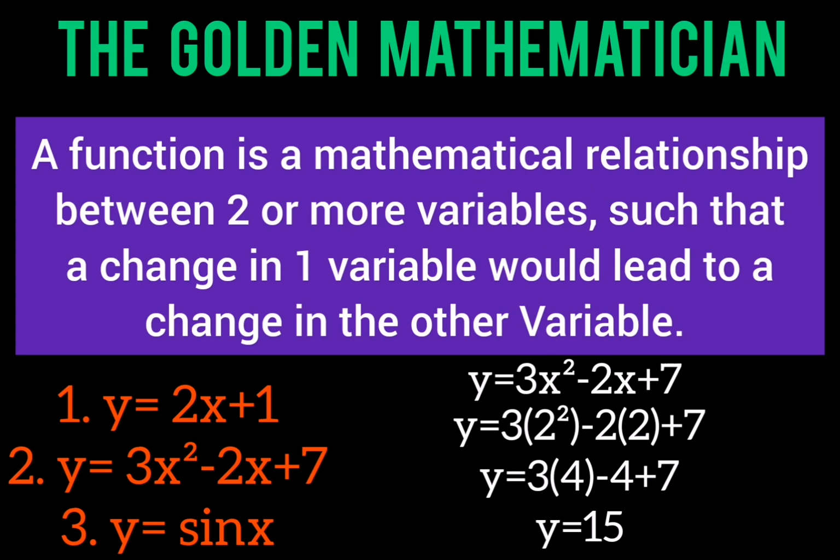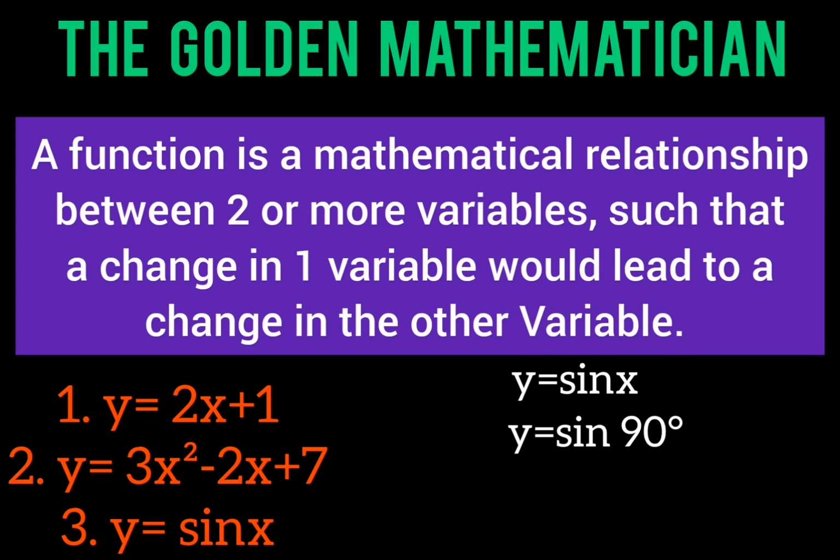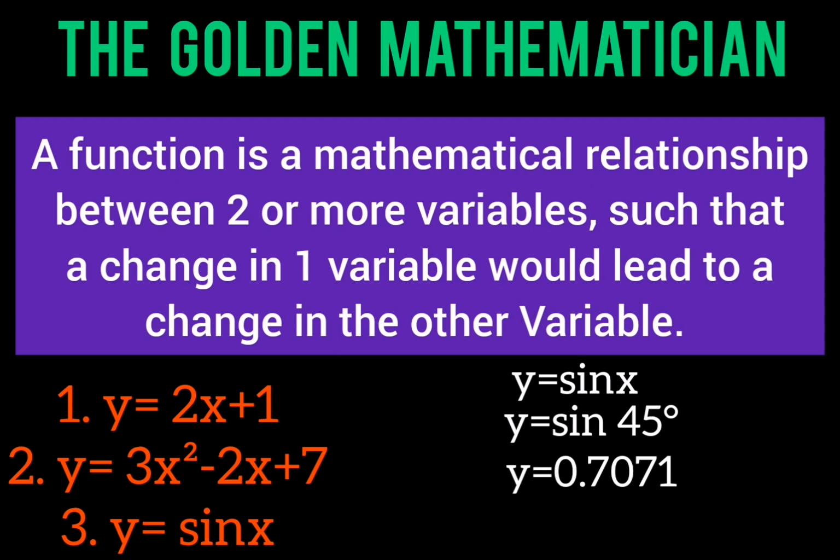The same thing applies to the third example, y is equal to sine x. If x is equal to 90 degrees, then y would be sine 90 degrees, which is 1. But the moment we change our x from 90 degrees to, let's say, 45 degrees, y would no longer be 1. Then y would now be sine 45, which would be equal to, I think, 0.7071. So I just had to illustrate with these examples the meaning of a function. I hope it is clear and understandable.